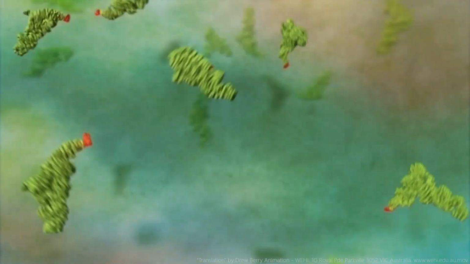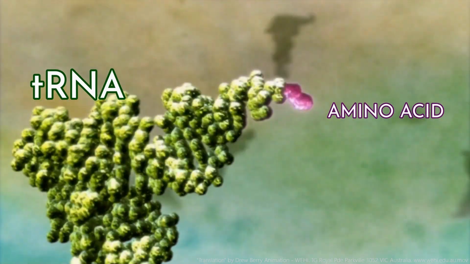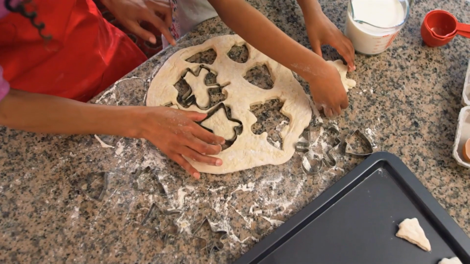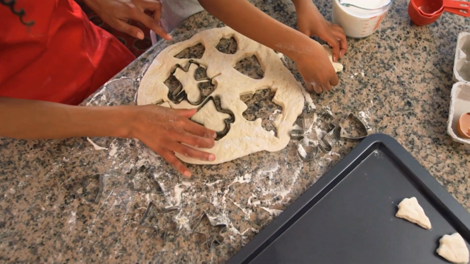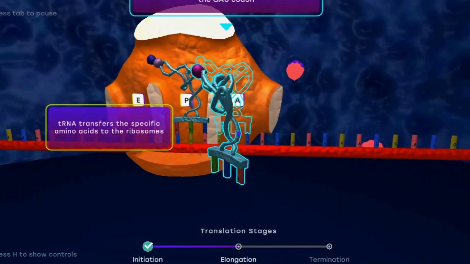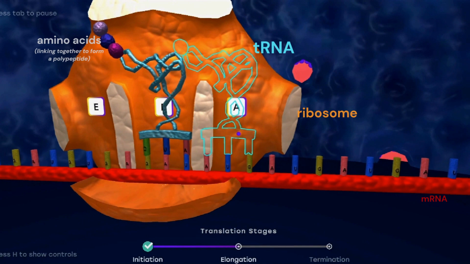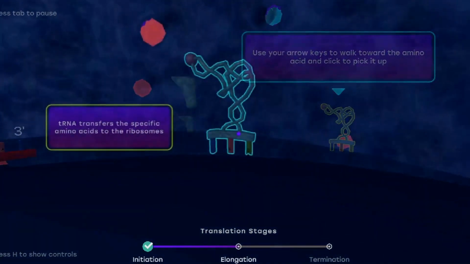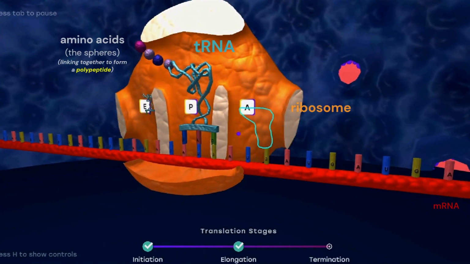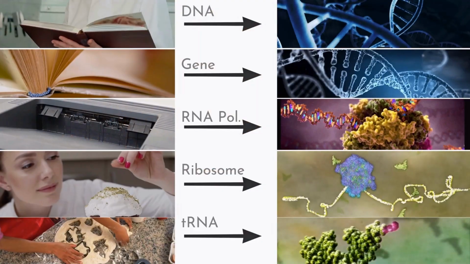The amino acids are brought to the ribosome by tRNA, or transfer RNA. So you can think of these tRNA molecules like little interns helping out the baker. They deliver the ingredients to the baker, which in this case is delivering the amino acids to the ribosome. The ribosome then joins the amino acids together to make a polypeptide, just like a baker would mix ingredients together to bake a cake. So there's your analogy.